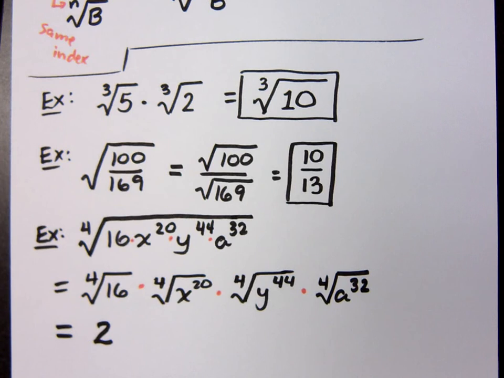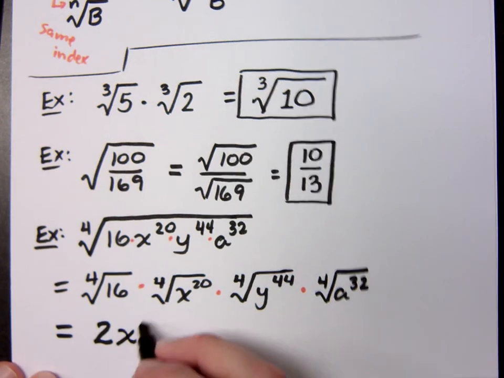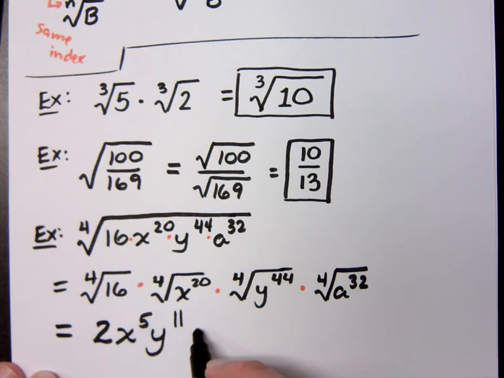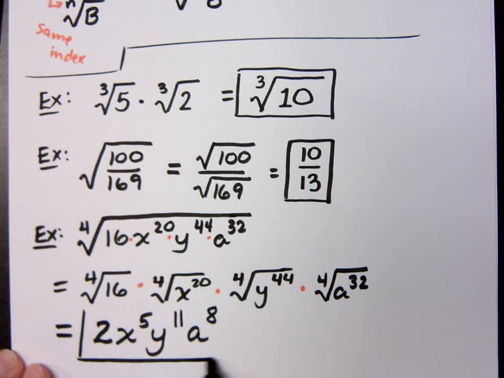What's the rest of this? x to the 5th. Y to the 11th. And then a to the 8th. What do you guys think about that? Awesome? I guess I just need to box this so we can all be happy, right?